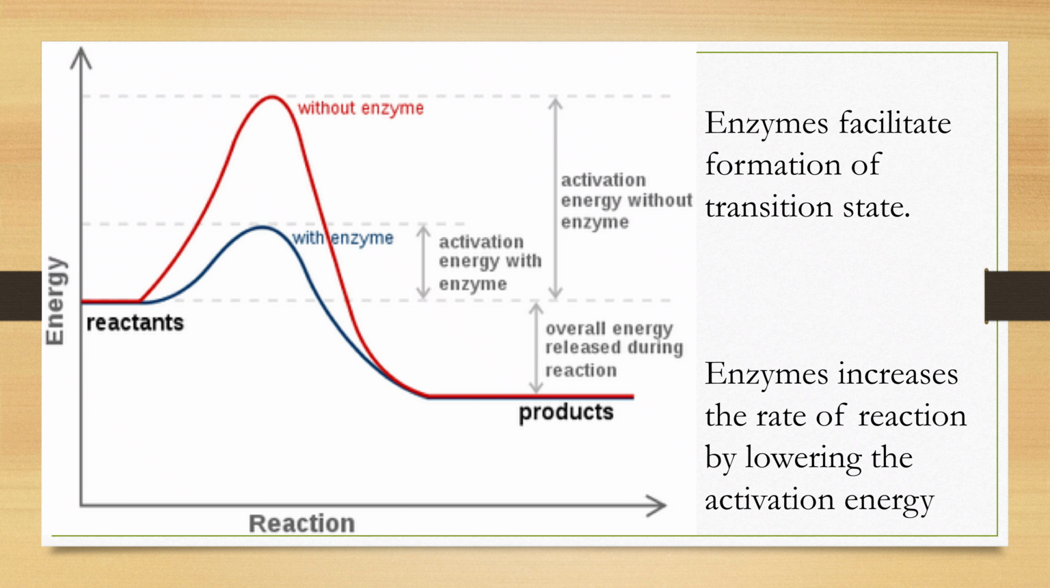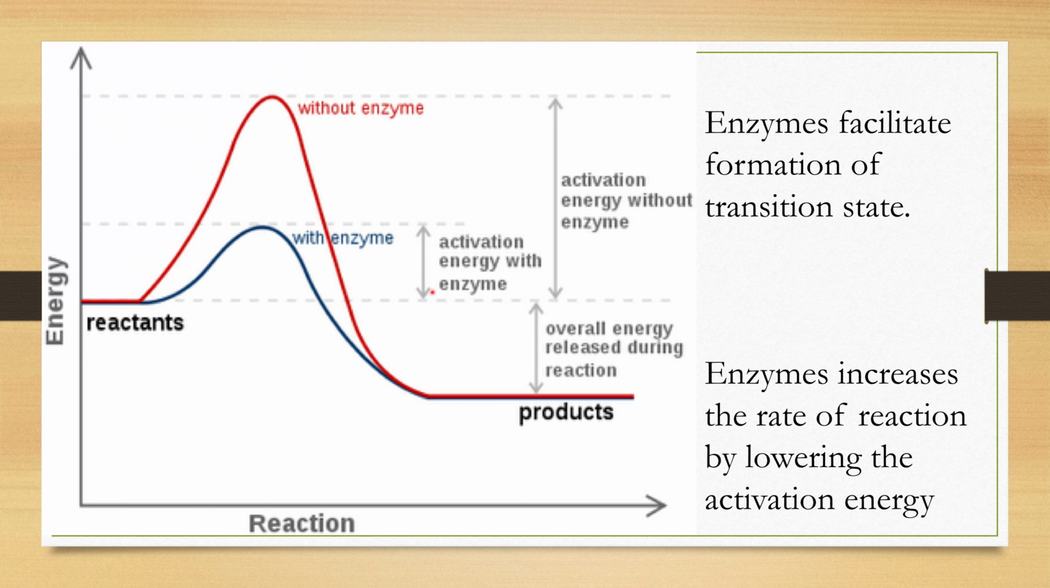This graph shows how the enzyme decreases the activation energy. When your reactants bind to the enzyme, the transition state is formed, and this transition state can be easily broken down to product. The enzymes are nothing but biocatalysts. So what does a catalyst do? A catalyst increases the rate of reaction. Now, how does it increase the rate of reaction? By decreasing the activation energy. The enzyme decreases the activation energy.